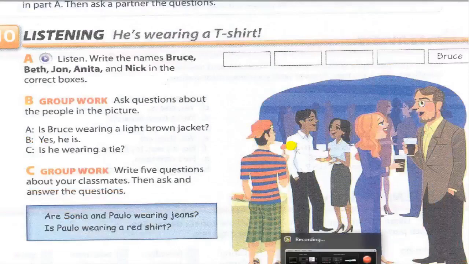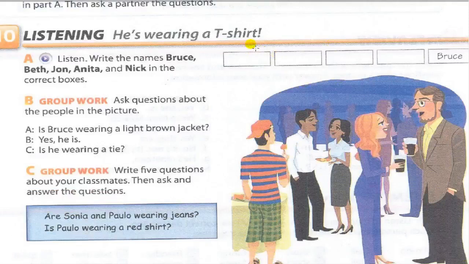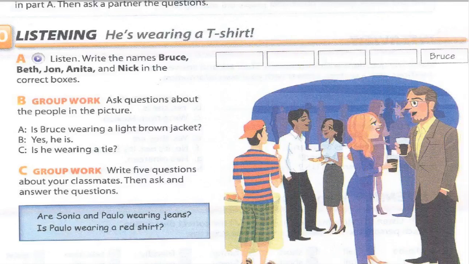Exercise number 10. Writing. He's wearing a t-shirt. Listen, write the names Bruce, Beth, John, Anita, and Nick in the correct boxes. In this exercise, you will listen and then you write. Which one is Bruce, Beth, John, Anita, Nick? And then you write the names in the boxes. Ready? Listen.